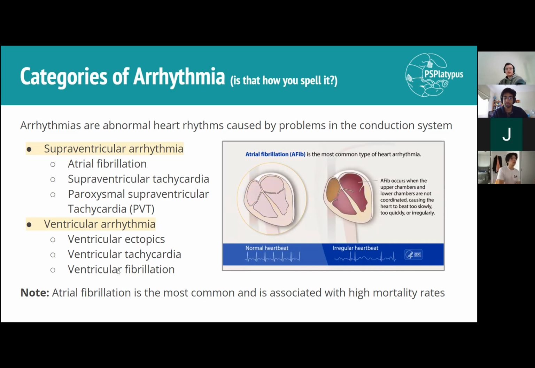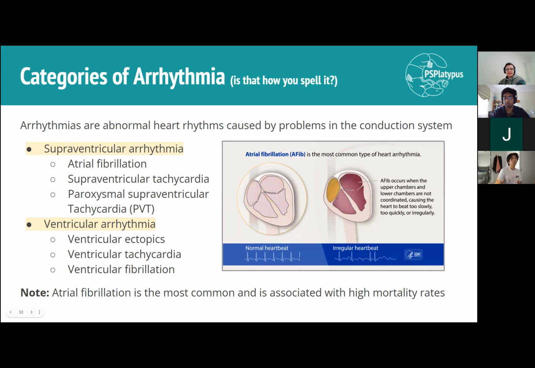So ventricular fibrillation and atrial fibrillation are very, very good ones to just know about, where your tissue is just kind of contracting without coordination. And generally, atrial fibrillation is the more common one, and it's associated with high mortality rates.